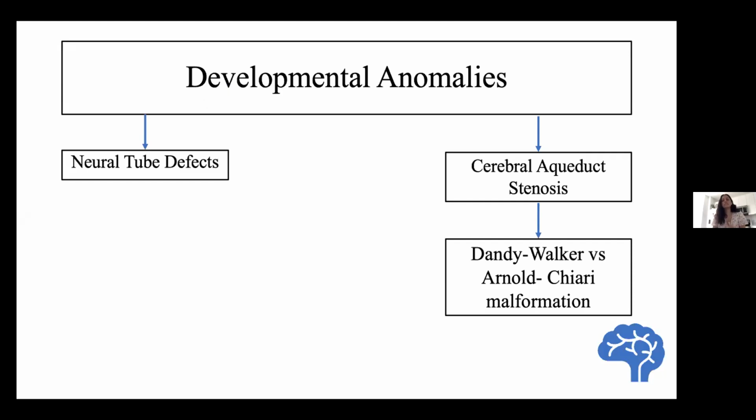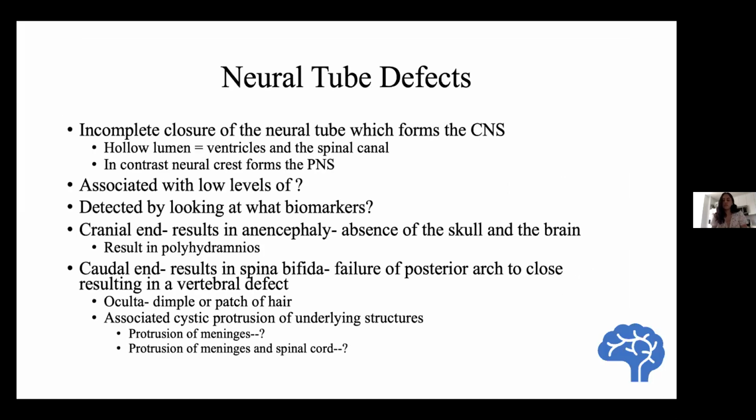So when we're looking at developmental abnormalities, we're looking at the neural tube defect and then the cerebral aqueduct stenosis. We'll start off by talking about the neural tube itself. So we all know, based on embryology, and I think Dr. Couture's lecture also covered this, that the neural tube gives rise to the central nervous system. The hollow lumen itself turns into the ventricles and the spinal cord, whereas the neural crest cells give rise to the peripheral nervous system. And you can have a malformation within the neural tube, and depending on what end is affected, you're going to get different pathology.